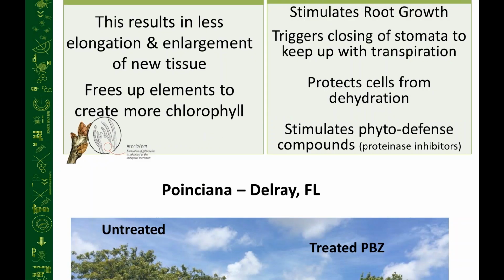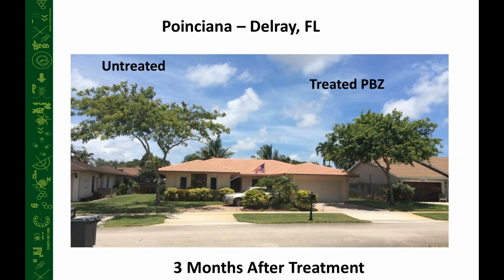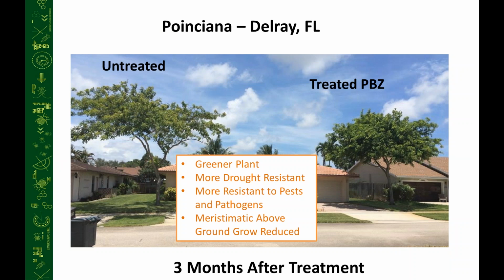And so the result here, this is an example of a Royal Poinciana down in Florida. The result, of course, is we have a plant that is going to look greener, is going to be more drought resistant, is going to be more resistant to pests and pathogens, and we're going to have reduced meristematic above ground growth.